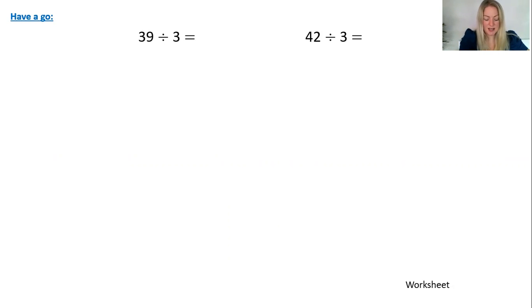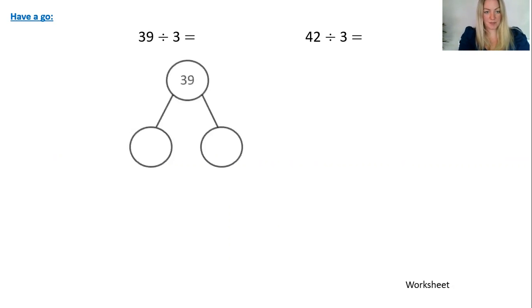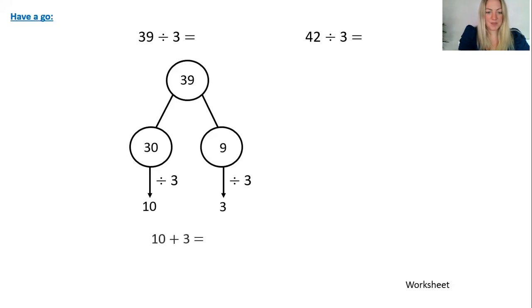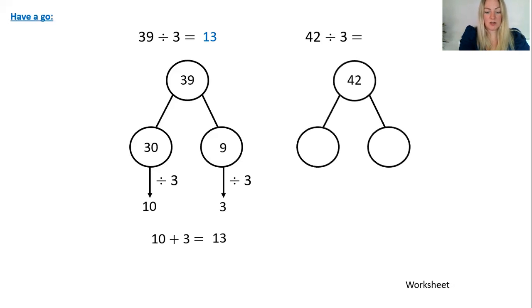Pause the video here and have a go. Let's have a look at this using the partitioning method. So let's start with 39 divided by 3. We partition 39 into 30 and 9 and divide each part by 3. 30 divided by 3 is equal to 10 and 9 divided by 3 is equal to 3. We recombine the two divided parts, so 39 divided by 3 is equal to 13.